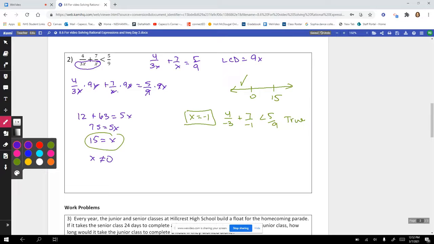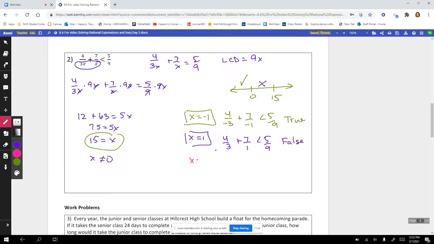All right, let's look at our next region between 0 and 15. Again, we can use any value you want. I just like to keep it simple. I'll use 1, and I ended up with 4/3 plus 7 over 1 is less than 5 over 9, so that's false. So that region is not going to work. Let's try our last region. I can do anything above 15. I'll just use 16 so I don't get too high. And I have 4 over 48 plus 7 over 16 is less than 5 over 9. And that one is also true.